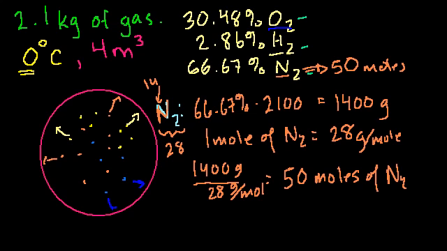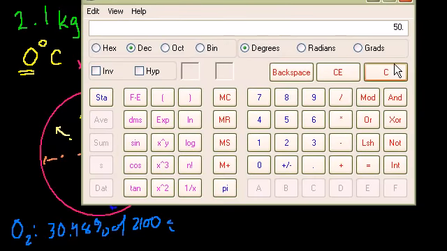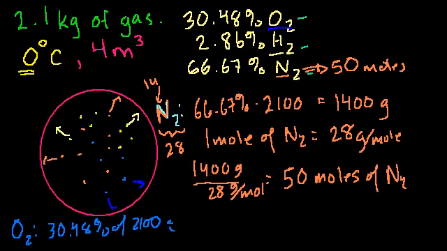All right, let's figure out, I don't know, let's do oxygen next. So we do the same process over again. 30% is oxygen. So let's do oxygen down here, O2. So we take 30%. And remember, these percentages I gave you, these are the percentages of the total mass, not the percentage of the moles. So we have to figure out what the moles are. So 30.48% of 2,100 grams is equal to, let's see, 0.3048 times 2,100 grams is about 640. Let's round off. So this is equal to 640 grams.